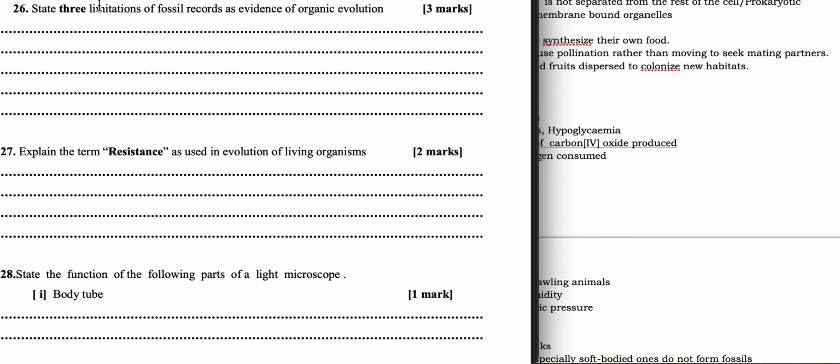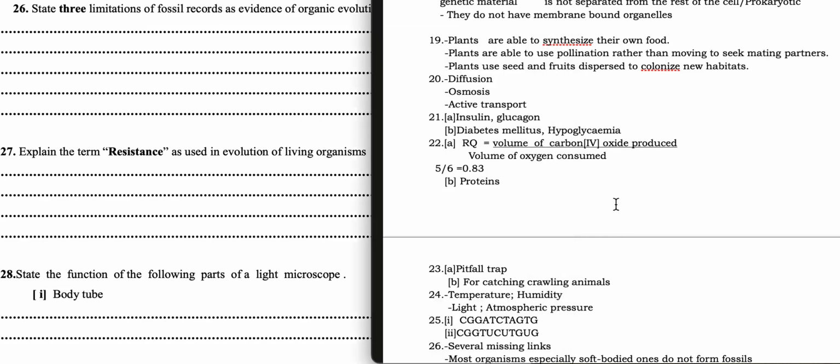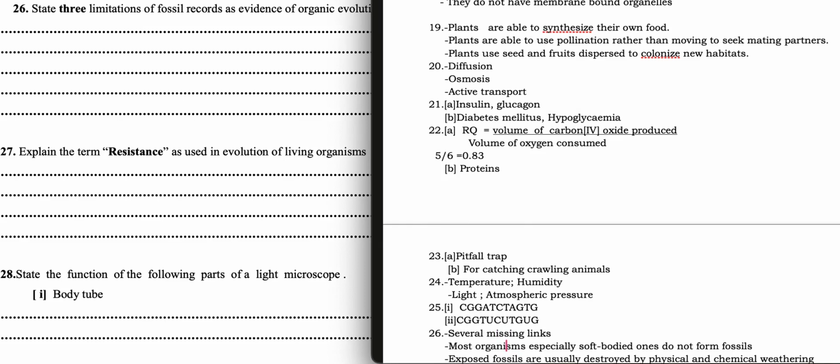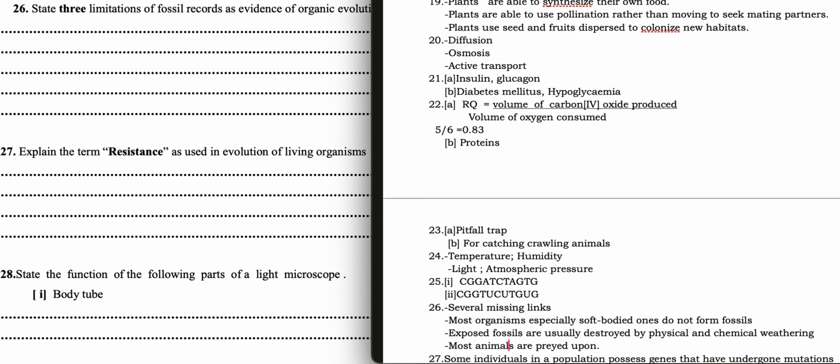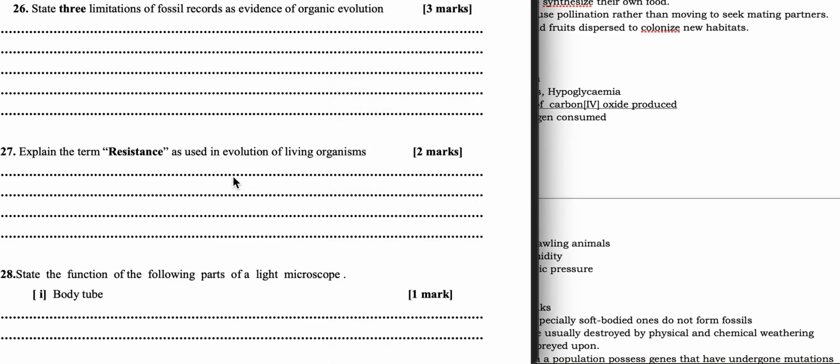Question 26. State 3 limitations of fossil records as evidence in organic evolution. Several missing links. Most organisms, especially soft-bodied ones, do not form fossils. Exposed fossils are usually destroyed by physical and chemical weathering. Most animals are preyed upon.